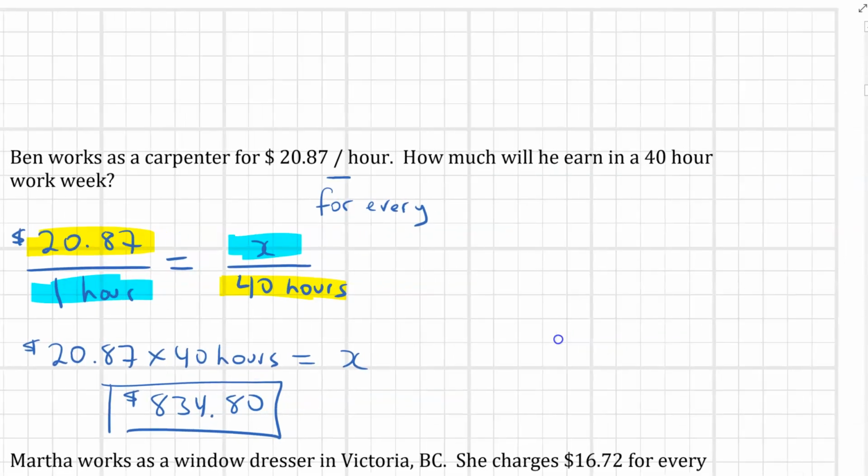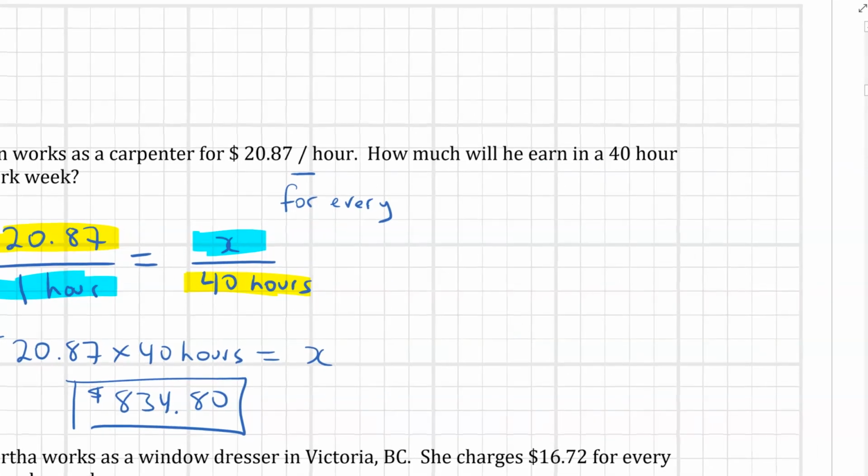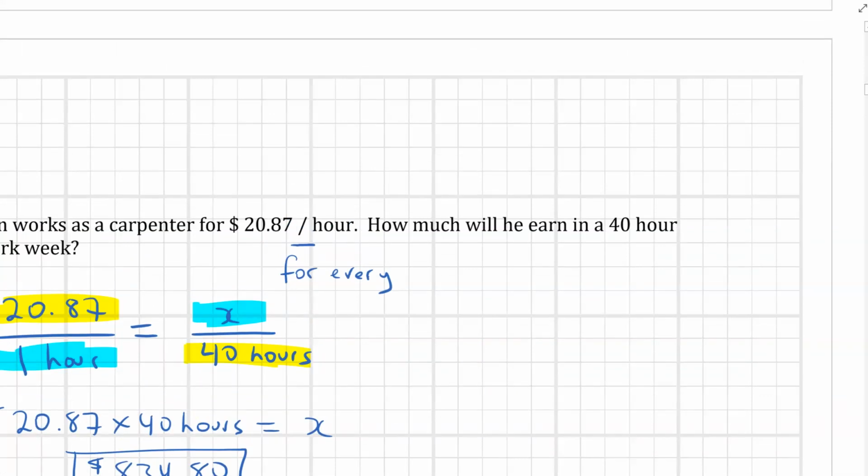Okay, so another way that you can solve this one is if we just think that our wage is going to be equal to our hourly wage times the number of hours. So in this case, it's going to be $20.87 for 1 hour. I'm trying to write hour. We'll try this again here. H-O-U-R times the number of hours, in this case 40 hours.